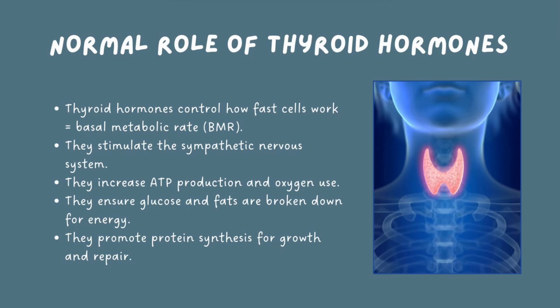Okay, so now that we know how these are produced, let's look at what they actually do. Thyroid hormones control how fast all the cells in the body work, which is what we call the basal metabolic rate, or the BMR. They stimulate the sympathetic nervous system, they increase ATP production and oxygen use, and they make sure glucose and fats are broken down for energy. On top of that, they help drive protein synthesis, which is essential for growth and repair. That was a lot of information, so to summarise, T3 and T4 essentially keep the body's energy use and metabolic functions at the right speed, and without them, the body will slow down.